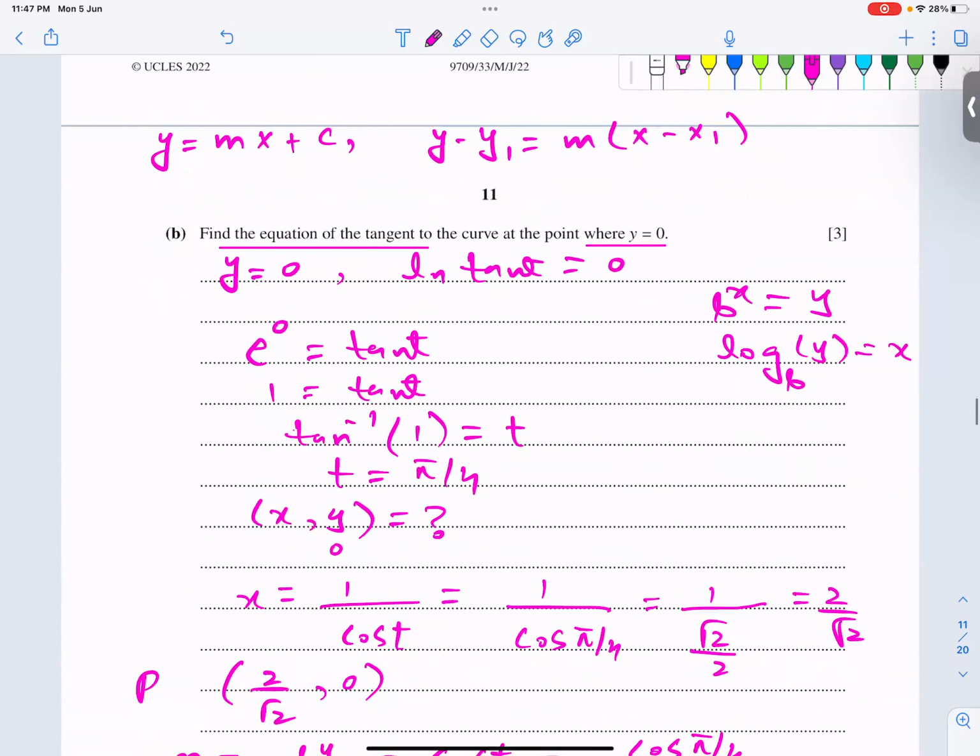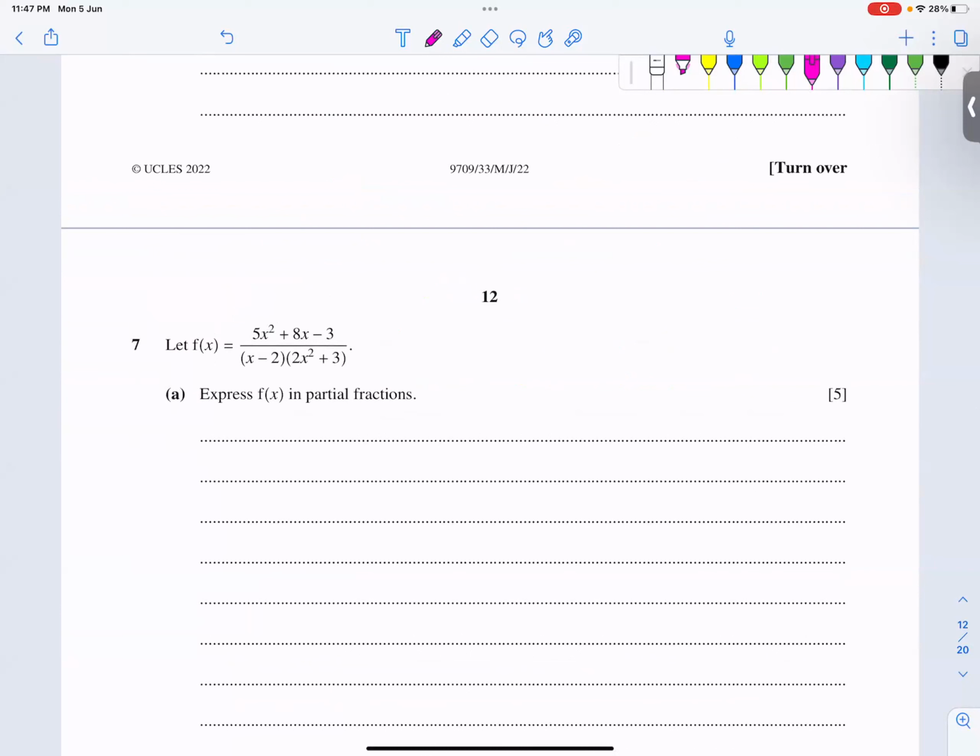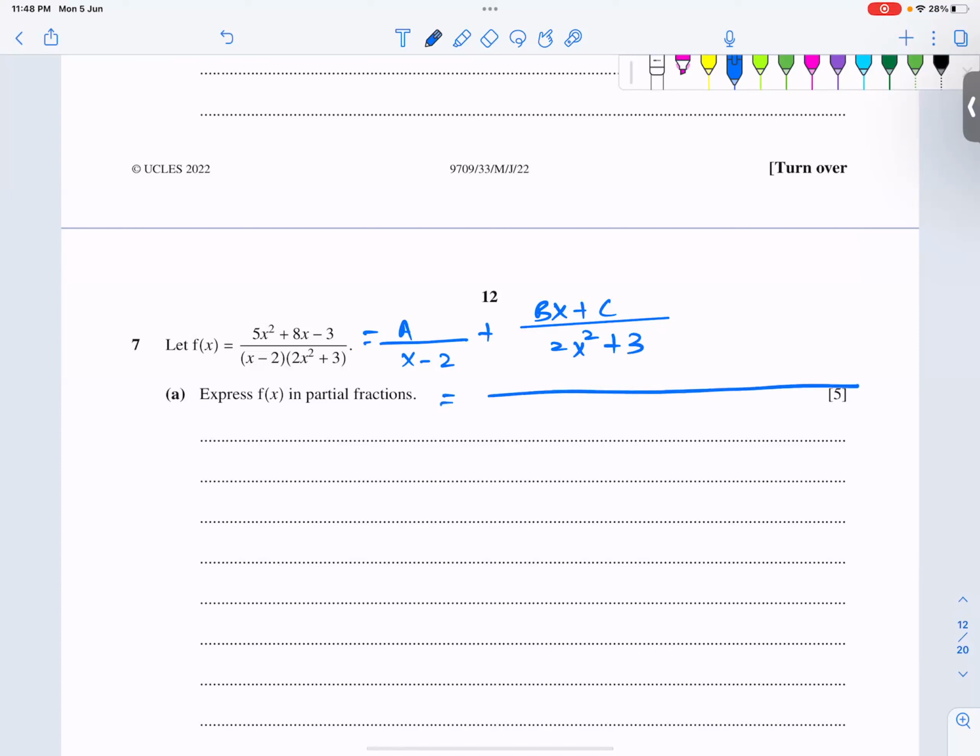Moving to the next question, that is question 7. Let f of x is equal to this expression. Express f of x in partial fractions. We already have solved 2 papers of 2022, and we have the same type of question, the third type of partial fraction. First of all, express this as a over x minus 2 plus bx plus c divided by 2x square plus 3.